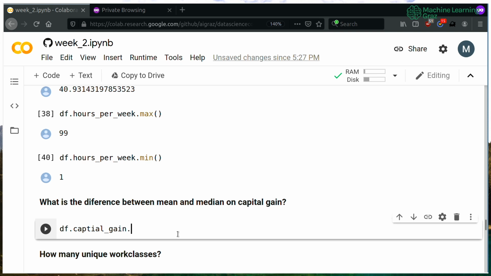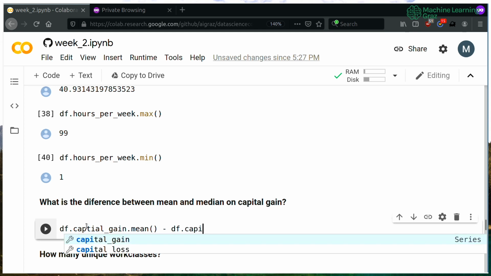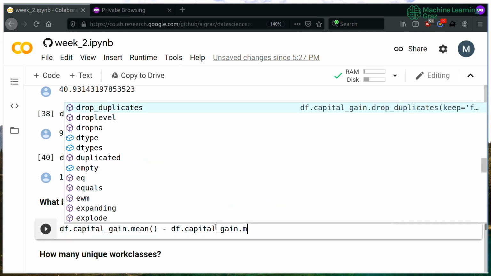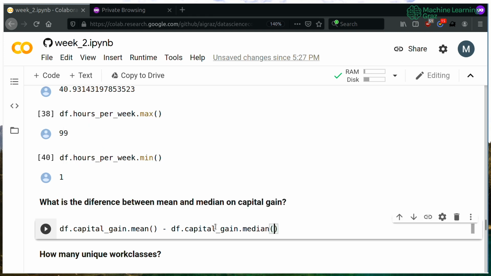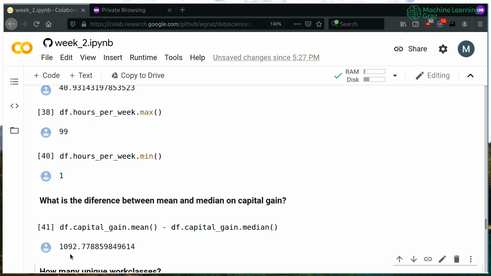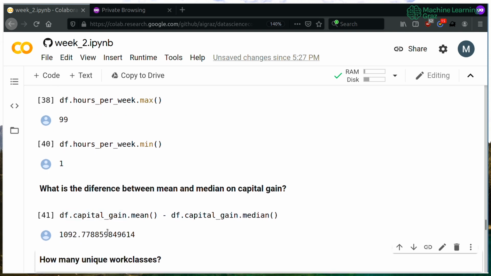it's quite simple. It's df.capital.mean minus df.capital. Oh, and I misspelled capital here. Capital underscore gain dot median. And this would return exactly 1092. Okay.